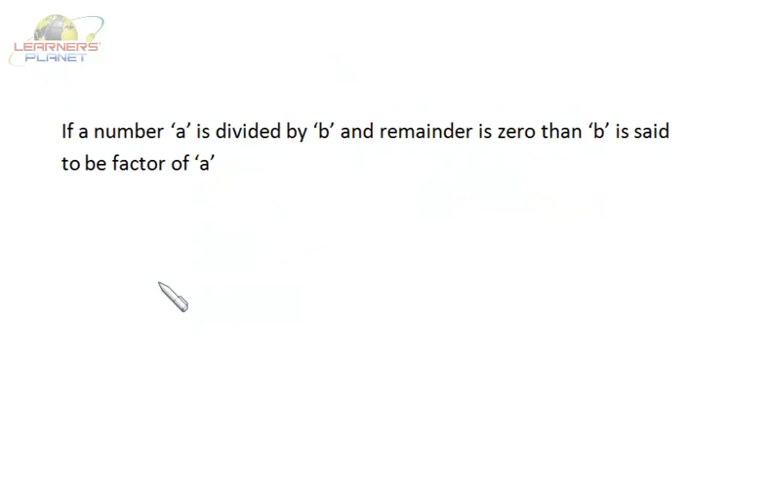Now let's discuss one more definition of factor. If a number A is divided by B and remainder is 0, then B is said to be factor of A. I take one example over here. Suppose I have a number 14 and if I divide 14 by 7, what I'll be getting? The quotient as 2 and the remainder as 0. So if we are getting remainder as 0, that means this number, in this case it is 14 and this is 7. That means 7 is factor of 14.